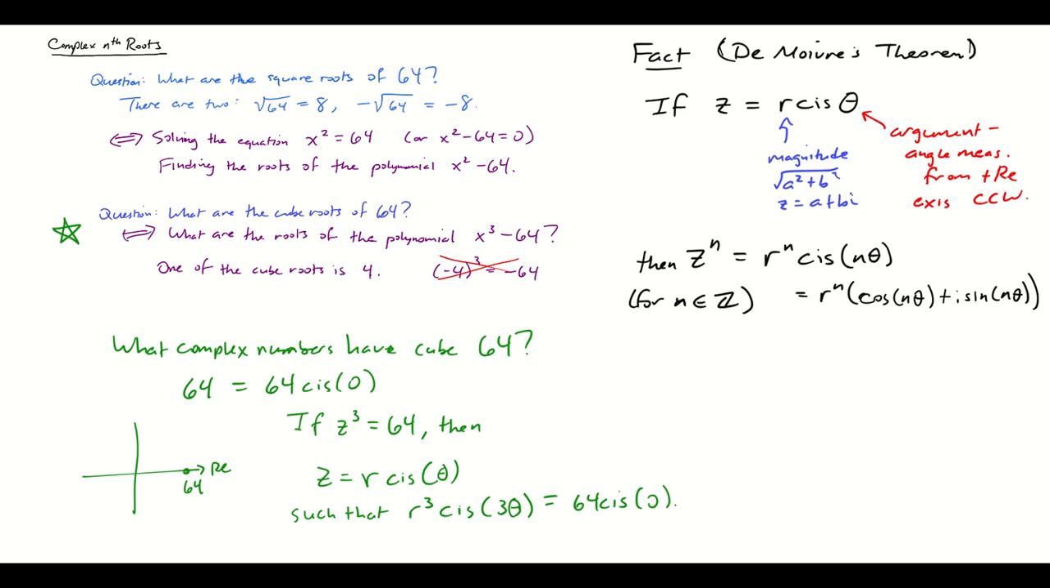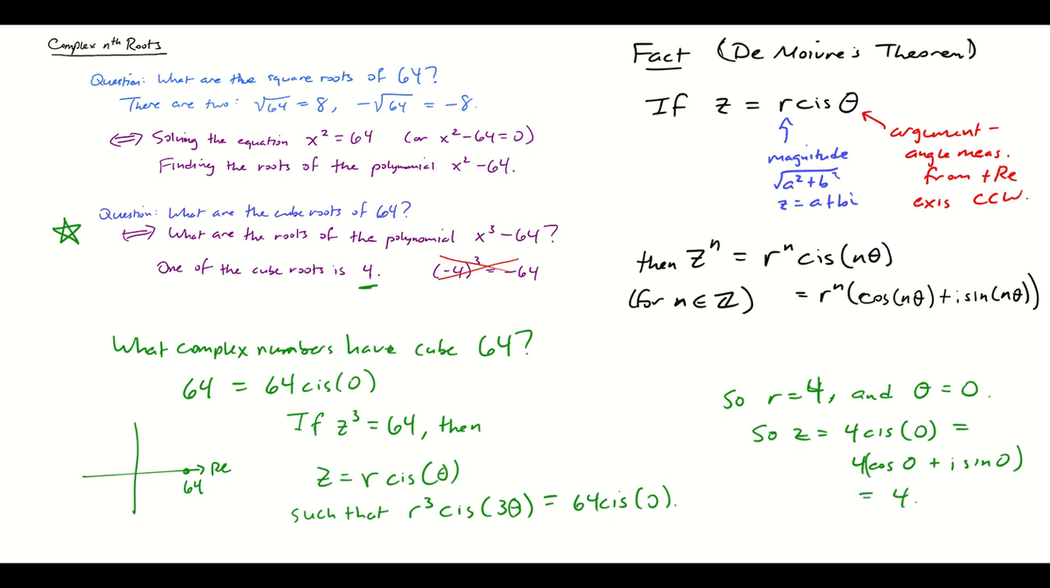So what we found out originally when we were looking for cube roots is something that has to be true of all complex cube roots. The magnitude has to be 4, just like it was for the real cube roots. So r has to equal 4. But then what about theta? We need 3 times theta to equal 0. So we get theta equals 0. So z is equal to 4 cis of 0, which is equal to 4 cosine 0 plus i sine 0.